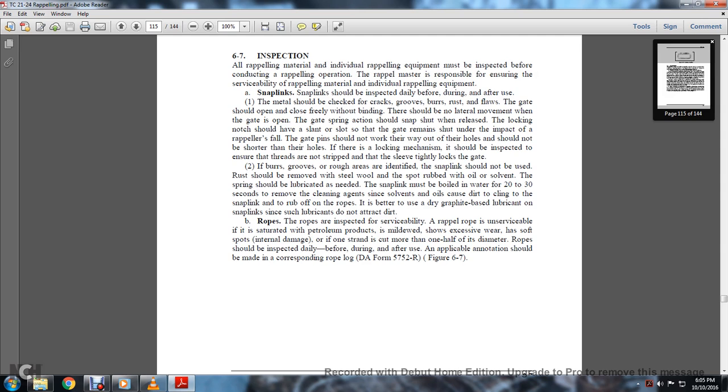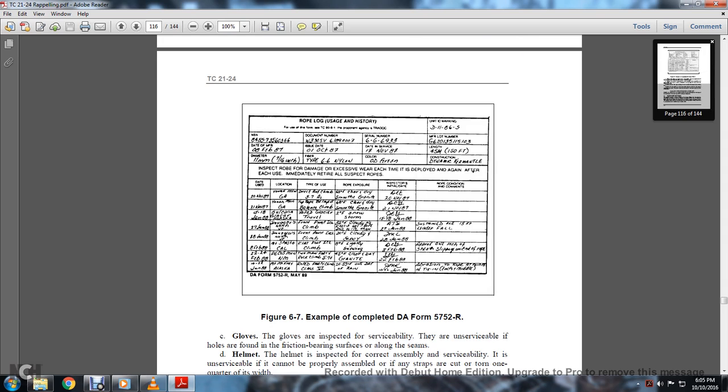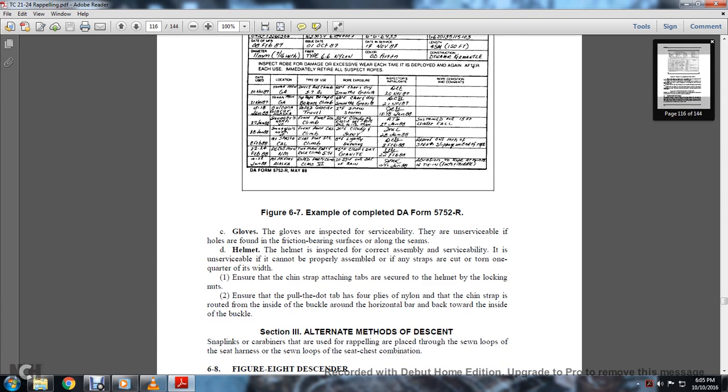Ropes. The ropes are inspected for serviceability. A rappel rope is unserviceable if it is saturated with petroleum products, has mildew, shows excessive wear, has soft spots, or has internal damage, or if one strand is cut more than one half. The diameter of the rope should be inspected daily before, during, and after use. Applicable notations should be made on the corresponding rope log, DA Form 5752-R. Figure 6-7 shows an example of a completed DA Form 5752-R, rope log usage and history.